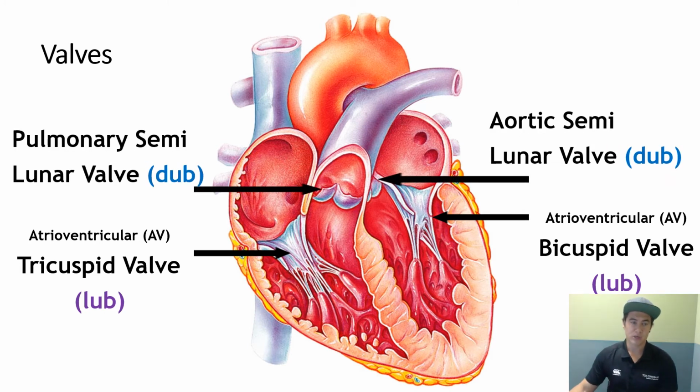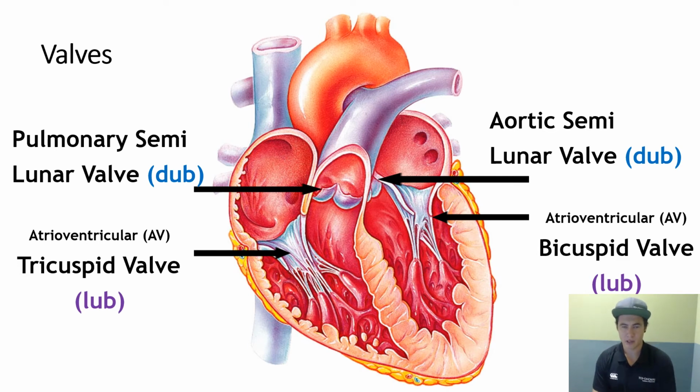And then we have our pulmonary semilunar valve and our aortic semilunar valve. So these valves, they almost look like half moons. They allow blood to come up through the two different arteries, so the aorta and the pulmonary artery, and then they stop blood from falling back down into the ventricles. I just think of lunar, sounds like moon. These are sort of semicircle shaped like a moon.